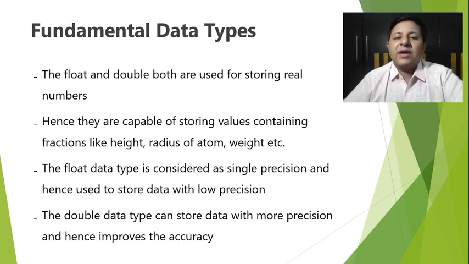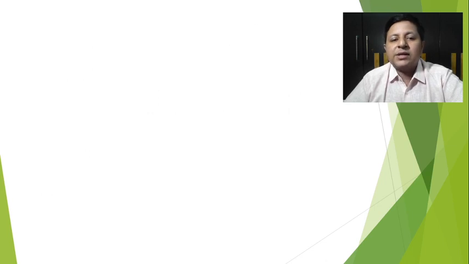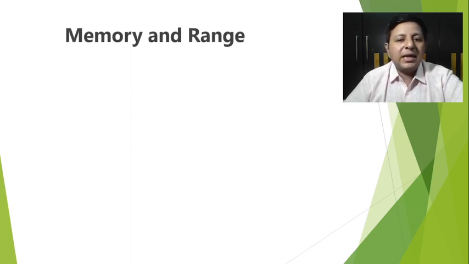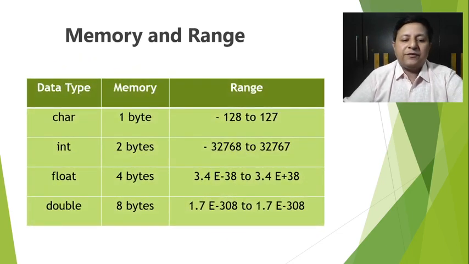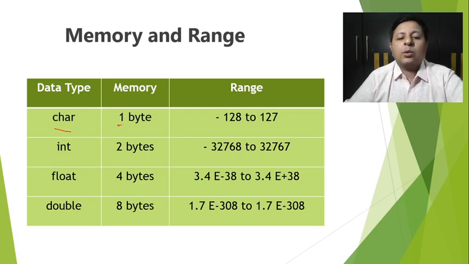So that's the reason we have float and double as two different data types for storing the real numbers or for storing the fraction values. Fine, so let's move on to the memory and the range that these particular data types are going to have. So you can see, if you look at the chart, the basic one, char, is nothing but 1 byte. Now you know 1 byte is nothing but 8 bits. You remember what char stores, I said? Char stores ASCII.